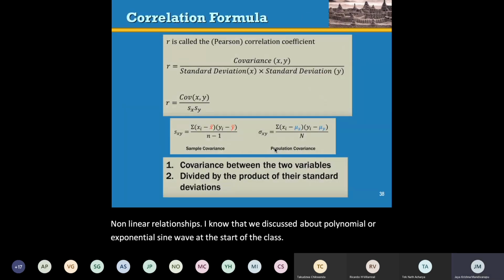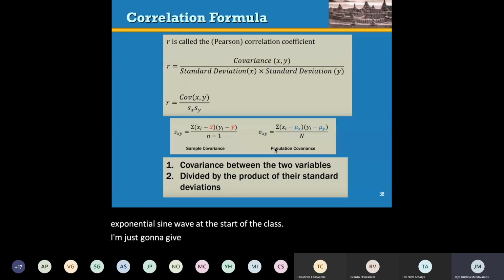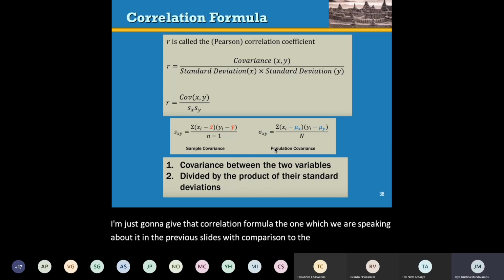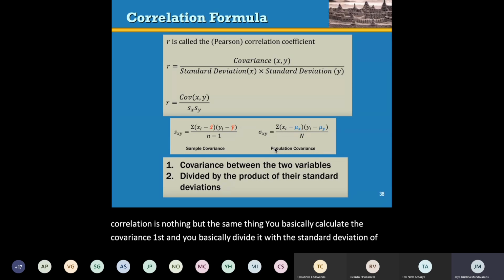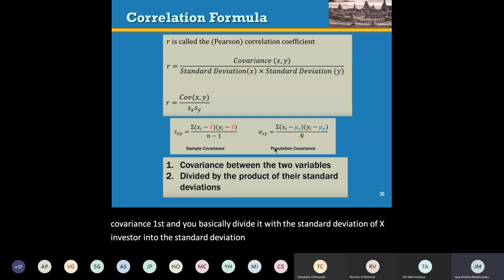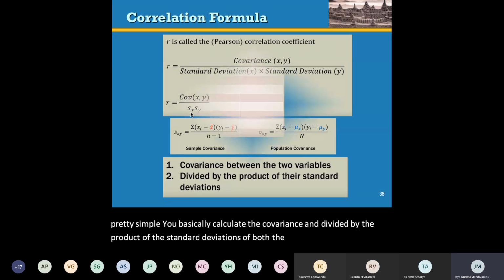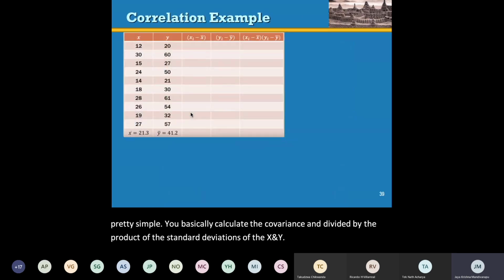Okay, I'm just going to give the correlation formula, the one we were speaking about in the previous slides in comparison to the covariance. So correlation is nothing but the same thing: you calculate the covariance first, and you divide it by the standard deviation of x times the standard deviation of y. So the formulation is pretty simple. You calculate the covariance and divide it by the product of the standard deviations of both x and y.